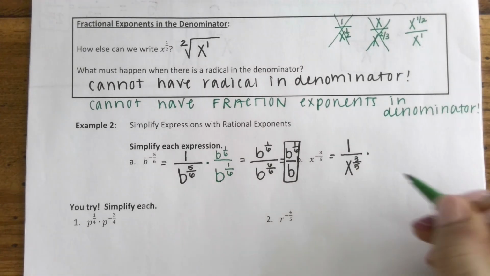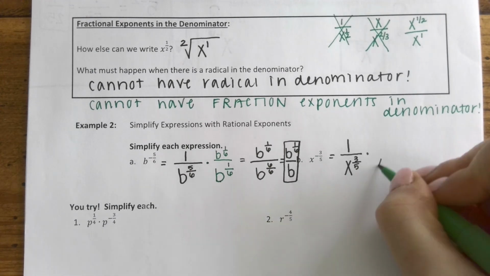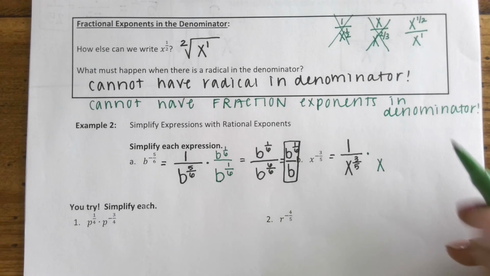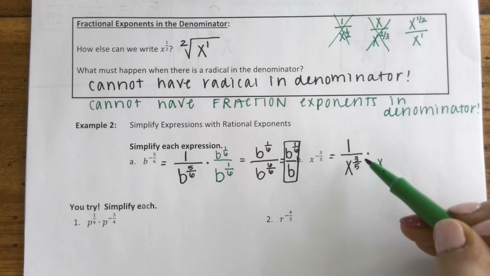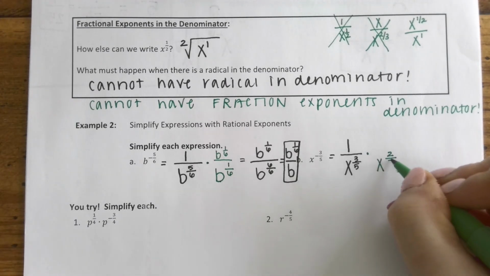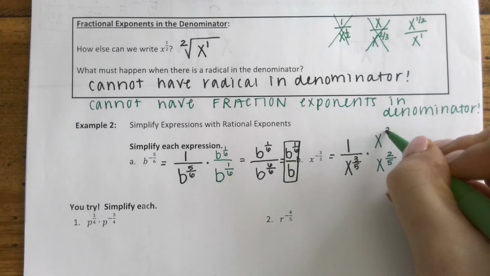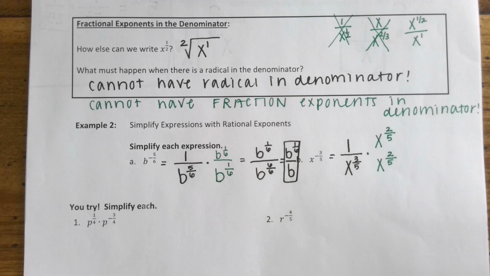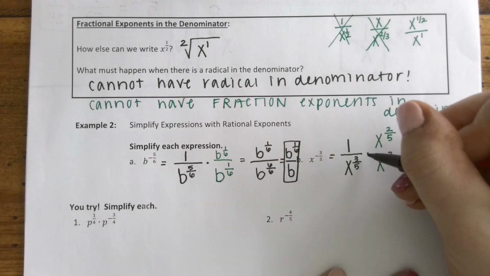I need my base to be the same, so I'm going to keep this in x. I have 3 out of the 5, but I want a full piece here, so I need 2 more to make it a full 5. Whatever I do on the bottom, I have to do on the top. And then we'll multiply straight across. So 1 times x to the 2/5 gives me just x to the 2/5.